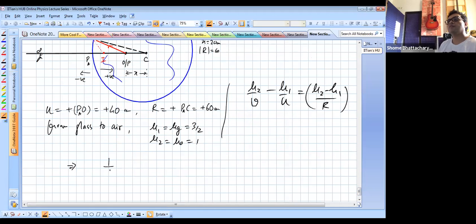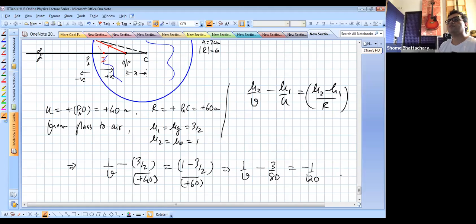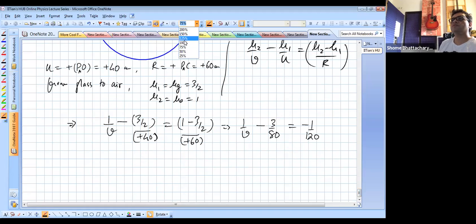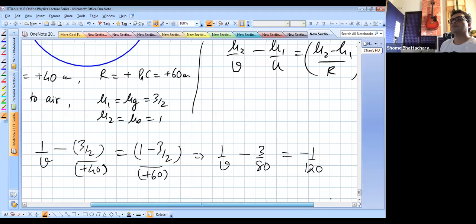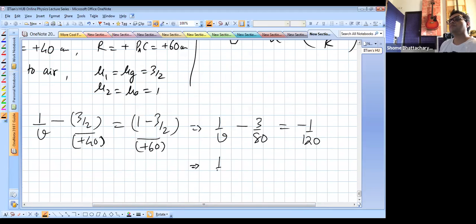So mu2, the value is 1, so 1 by V, which I'm finding out, minus mu1, which is 3 by 2, divided by U, which is plus 40, is equal to mu2 minus mu1, so 1 minus 3 by 2, divided by R, which is plus 60. So this should be my substitution. So 1 by V minus 3 by 80 is equal to, on the other side, minus 1 by 120, minus half divided by 60. Let me see what this is giving. So this is further giving me 1 by V is equal to 3 by 80 minus 1 by 120. So that is 9 minus 2 by 240.